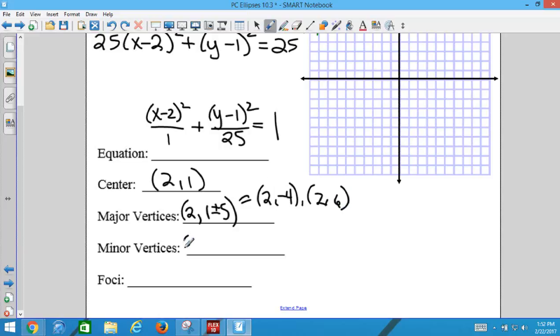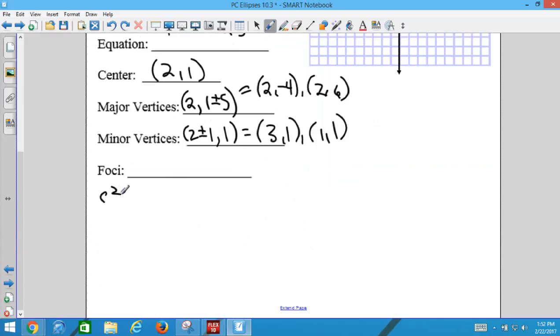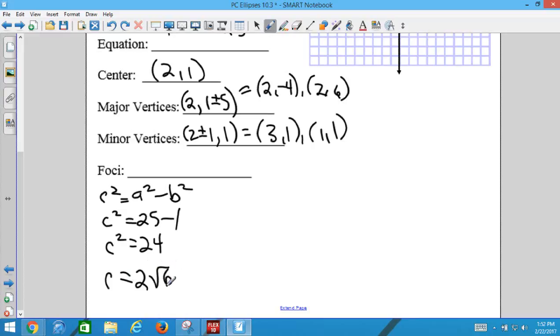Minor vertices, you're going to change the x's, 2 plus or minus 1, comma 1. So we'll have 3, 1, and 1, 1. Then for the foci, we have to do c squared is a squared minus b squared. So we're going to have 25 minus 1. So when you square root that, you get 2 radical 6.